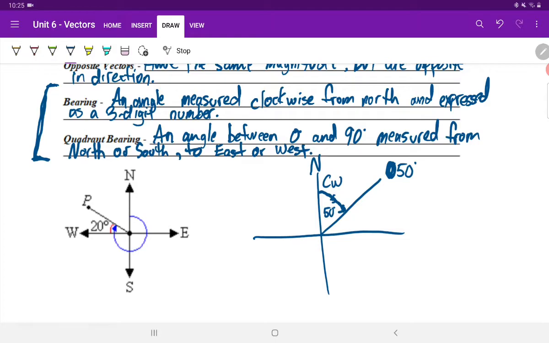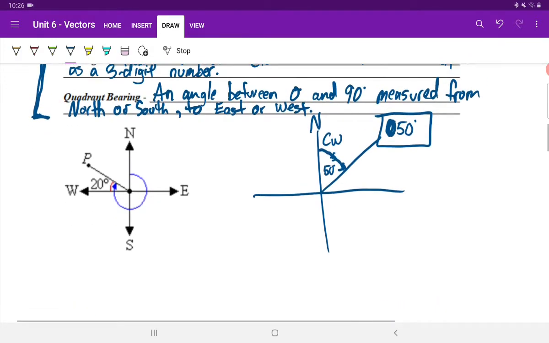So that's not what we're used to. We're used to starting angles on the positive x-axis. But if you see that there's a bearing angle being used, you have to know that it's being measured from the north clockwise. Okay? And it's a 3-digit number, even if there's only 2 digits that are relevant. Okay? You just put a 0 in front. A quadrant bearing is different. Okay, a quadrant bearing is an angle between 0 and 90 degrees. So it has to be between 0 and 90, whereas a bearing angle can be anywhere, from 0 to 360. So an angle between 0 and 90 measured from north or south to the east or west.